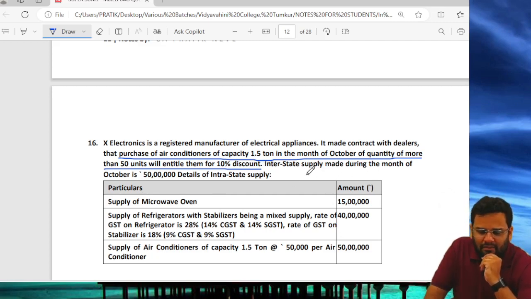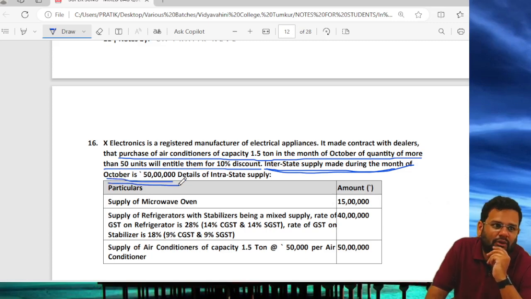Interstate supply, underline this point. Interstate supply made in the month of October is 50 lakhs. Why I am asking you to underline this point? Because earlier I solved this question, I overlooked this point. So if you overlook this point, you will miss output tax of IGST. On interstate supply, there will be output tax of IGST, isn't it? On 50 lakhs. So don't forget, you have IGST also.